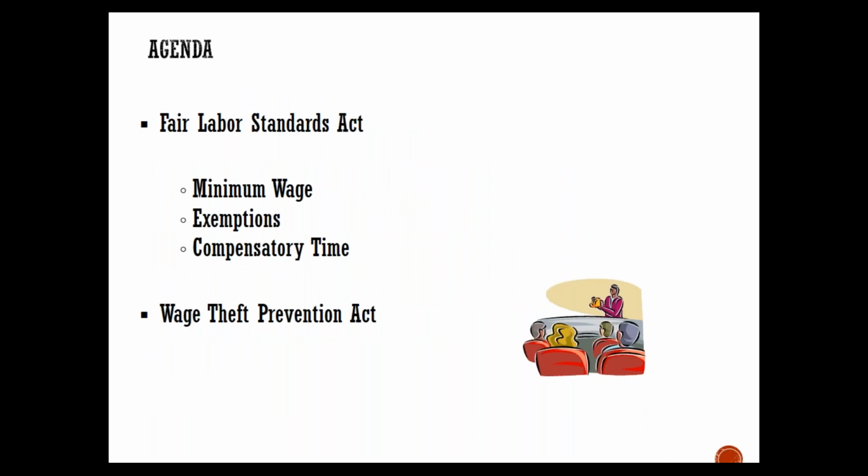So we'll start now. We're going to go over the Fair Labor Standards Act, the minimum wage, the exemptions under which an exempt salaried person can fall, and compensatory time, and this one is different for public versus private employees. We'll also look at the Wage Theft Prevention Act, which is an extension in New York State of the Fair Labor Standards Act.